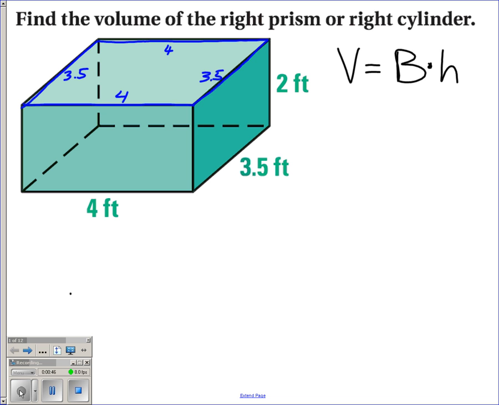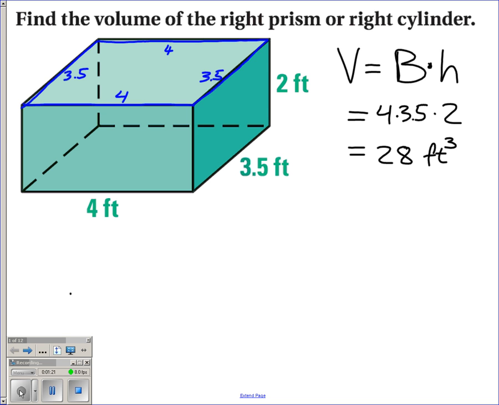All we have to do is find the area of this base, and because it's a rectangle, that's length times width. So we can multiply 4 times 3.5 times the height, which is given as 2. Now, the two numbers that you definitely want to multiply together first here are the 2 and the 3.5. If you double 3.5, that's 4 times 7, which is 28, and this is feet. But now since we're talking about volume, this is going to be cubic feet, right?